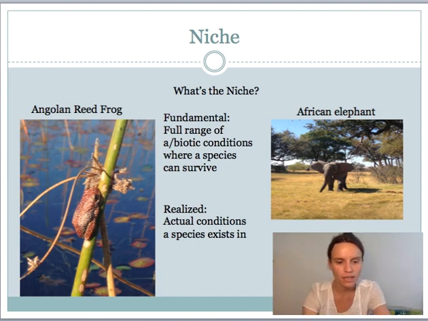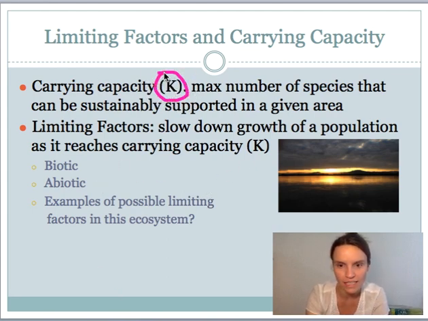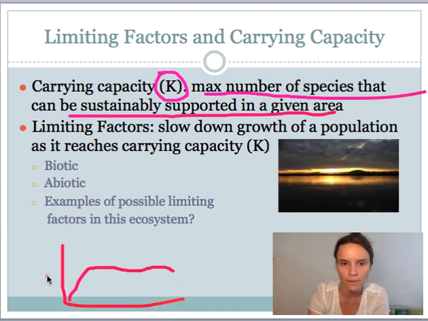And the next thing that we are going to talk about is how population size is decided, in terms of what we call limiting factors and carrying capacity. Carrying capacity, represented by this K, is the max number of species that can be sustainably supported in a given area. A lot of times, and we'll see this on a graph in this PowerPoint, you see population size increase exponentially, and then it levels out around some given population number. That line is referred to as the carrying capacity, the K value of the species.